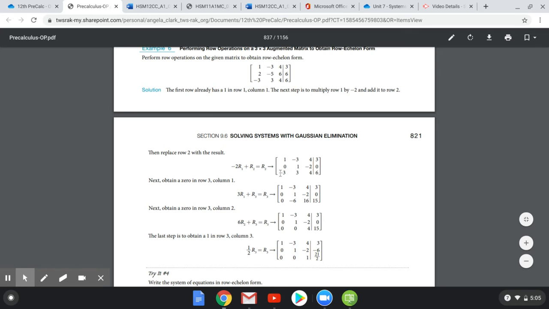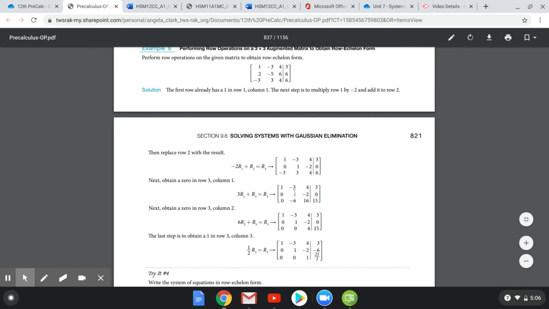And now we want to also get a 0 here. So we're going to do the same thing. We're going to multiply the top row by 3, add it to the third row, and put it in the third row to get this 0. So we're just getting the top row to match equal but opposite with the one we're trying to get rid of, adding them together and putting that in the row that we want, which in this case is the third row.